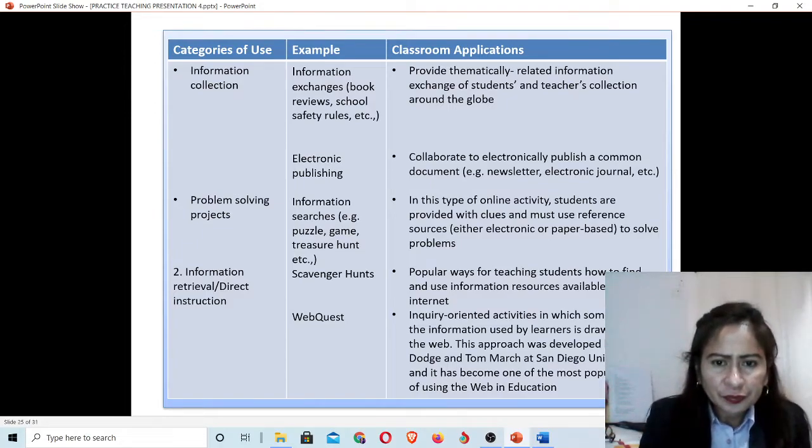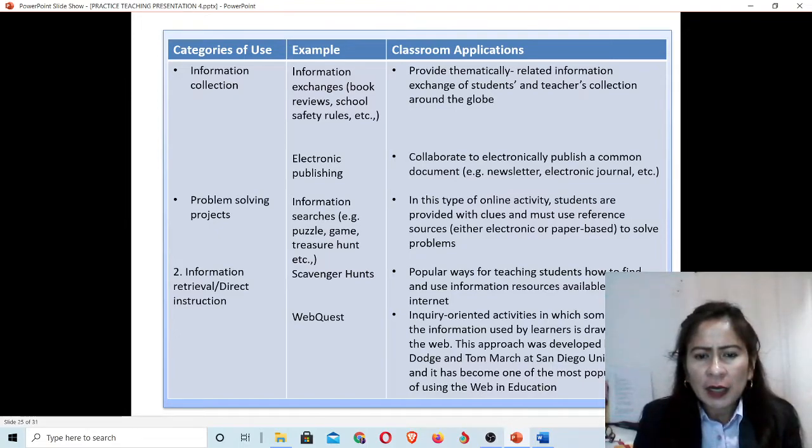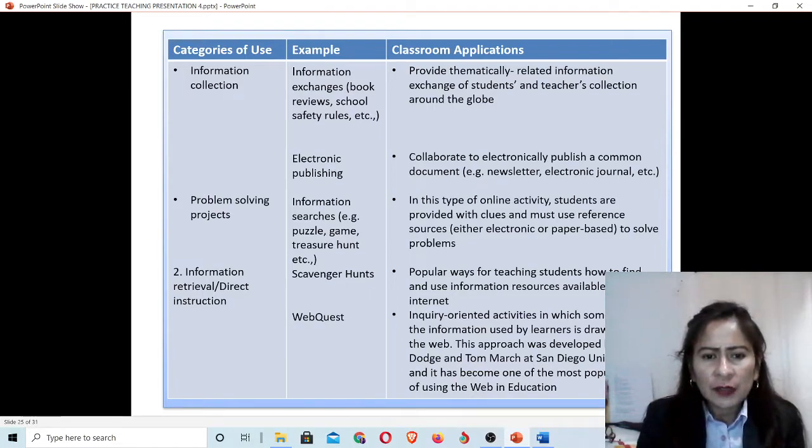This is the scavenger hunt, a popular way of teaching students how to find and use information resources available on the internet. And the WebQuest is an inquiry-oriented activity in which some or all of the information used by the learner is drawn from the web. This approach was developed by Bernie Dodge and Tom March at San Diego State University, and it has become one of the most popular ways of using the web in education.